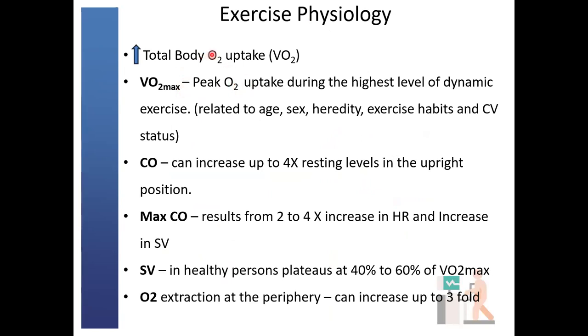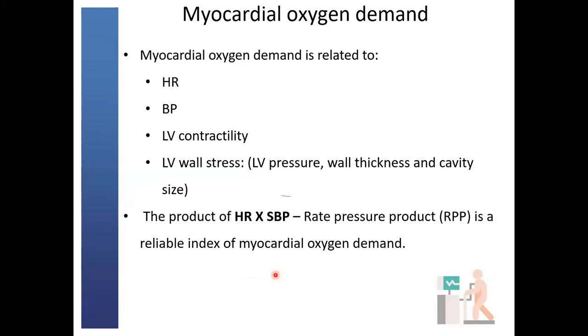So just a quick rundown, there's increase in total body oxygen uptake during exercise, the VO2 max, which is the peak oxygen uptake during the highest level of dynamic exercise. Like we said earlier, this is related to age, sex, heredity, exercise habits, and cardiovascular status, whether there's disease or a healthy heart. The cardiac output can also increase up to 4 times the resting level in the upright position, and maximum cardiac output results from a 2 to 4 times increase in heart rate and increase in stroke volume. The stroke volume in the healthy person plateaus at about 40 to 60% of VO2 max, and oxygen extraction at the periphery can increase up to threefold, which is the ultimate and final endpoint of most of these changes, just because they want to match the body's demand placed upon it by the strain of exercise.